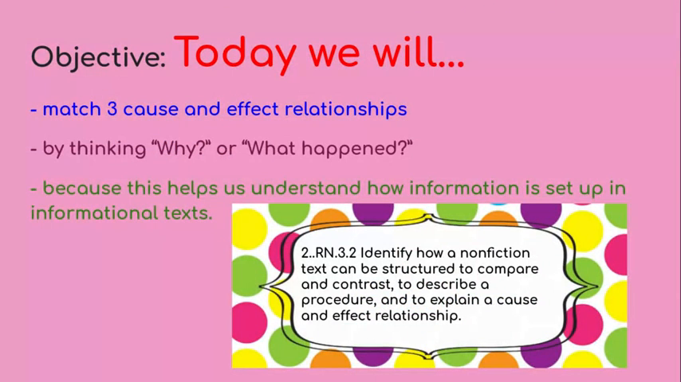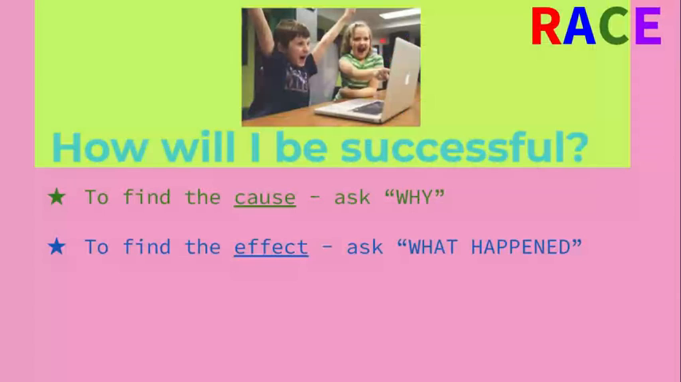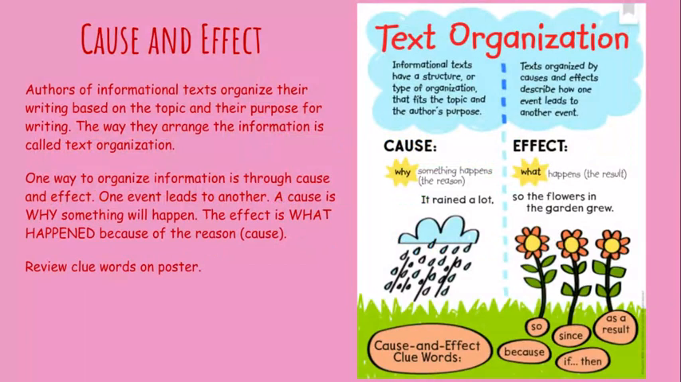So today you will match 3 cause and effect relationships by thinking why or what happened, because this will help you understand how information is set up in an informational text. Okay, so how will you be successful? You will find the cause by asking why, and you will find the effect by asking what happened.